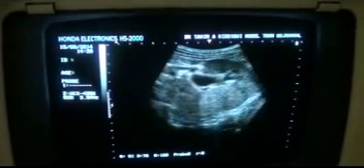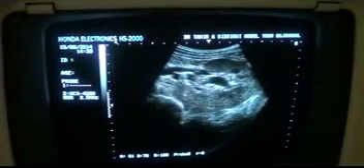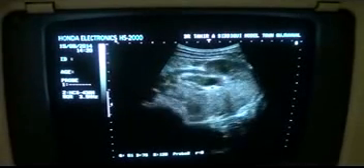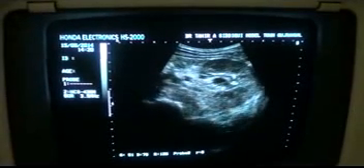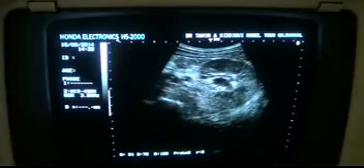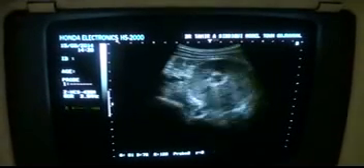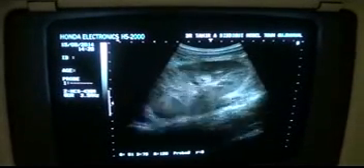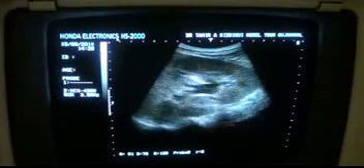This is the transverse section, and the hilar region is patent. There is a tiny calculus seen in the mid region.